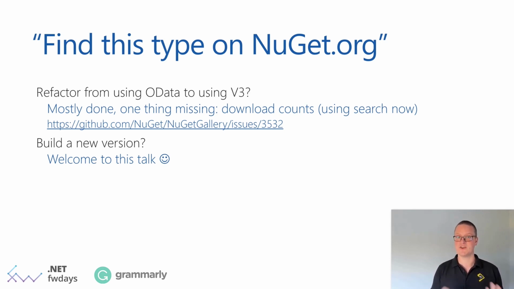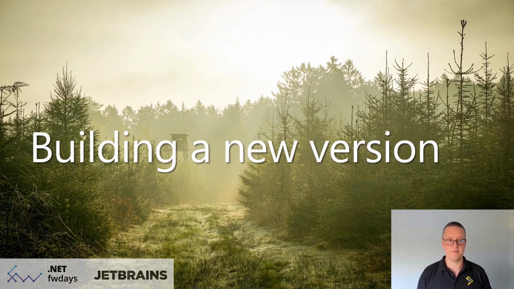And if you search for JSON objects or JObject, you probably want to have Newtonsoft.Json with a higher download count than the package that I may be uploading using the same type name, right? So we could refactor the existing one, or we could build a new version using new techniques and so on, and that's going to be the remainder of this talk. Right, building a new version.